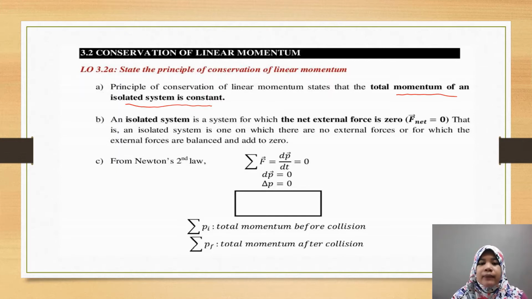Apa itu isolated system? Isolated system is a system in which the net external force is equal to 0. Maksudnya F net adalah sama dengan kosong.